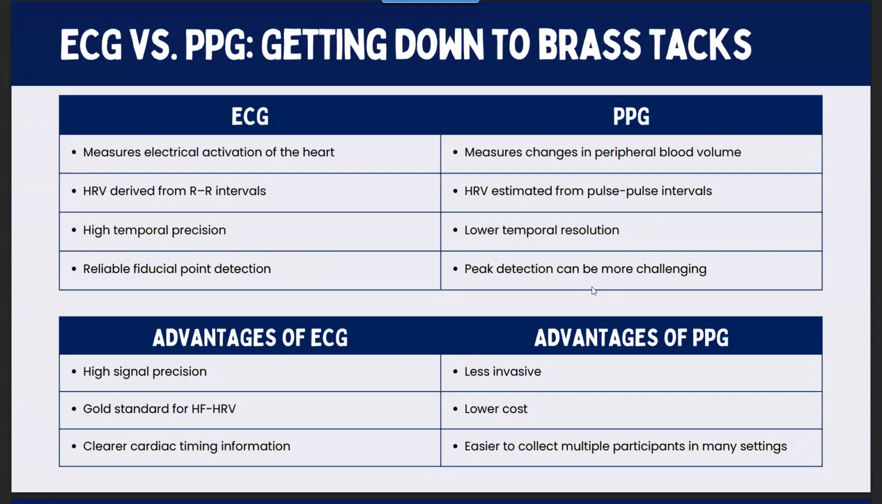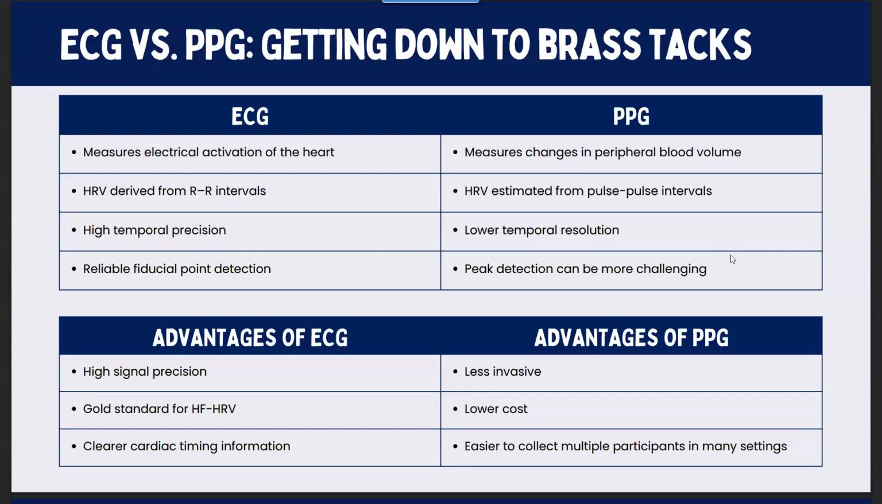But then with our PPG devices, oftentimes we'll see that we have a lower temporal resolution, likely a lower sampling rate of the device. And this can make peak detection more challenging, because without having that well-defined systolic peak, this brings into question how usable our data is and what kind of considerations we need to make in editing.